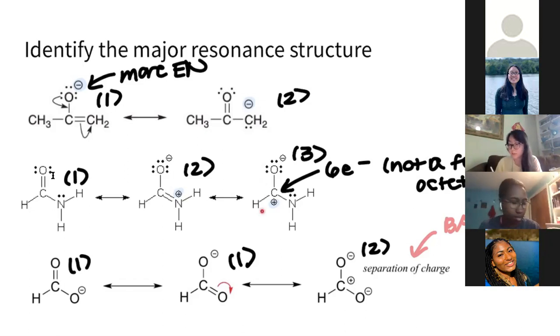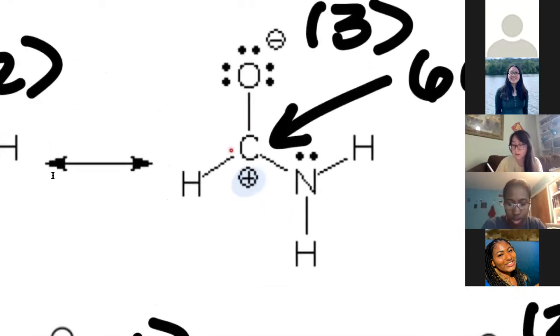Yeah, so for this one, remember what is the octet rule saying essentially? Yeah, it wants 8 electrons. So let me go ahead and zoom in on this guy. You see, for this carbon, it has 1, 2, 3 bonds. And in each one of those bonds is going to be 2 electrons.